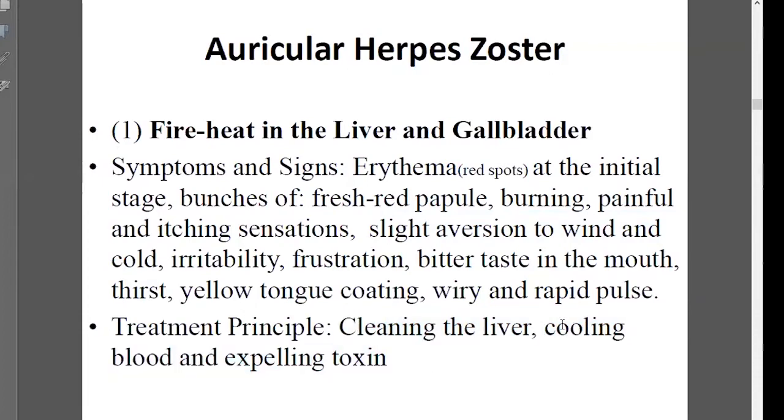And when we talk about cooling blood here, it means some severe heat may go to a deep level, to the blood level, so they need cooling blood, and the severe heat will change into heat toxins. But generally say this pattern is especially about clearing heat from the liver and gallbladder.